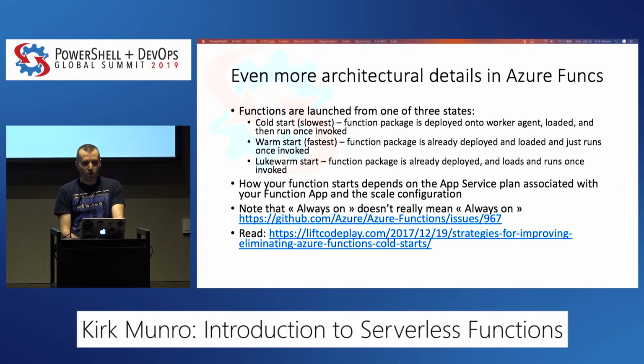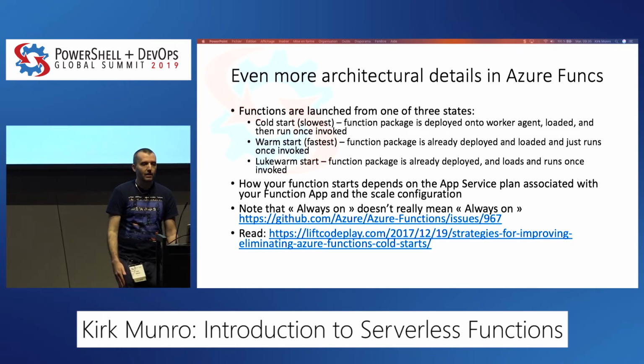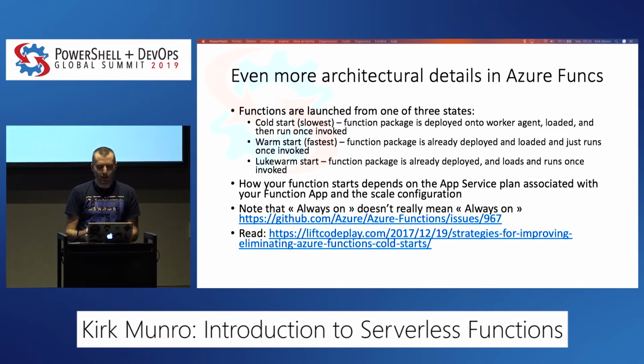Always on doesn't really mean always on. You can read about that. There's a discussion between myself and the Azure Functions team about that, where they talked about the loop warm start, where I kind of found that out. And then the cold start thing I referred to, this link here talks about strategies for improving and eliminating cold starts, and that's where it gets into an init function and ping and so on. And there are some other things in there as well.